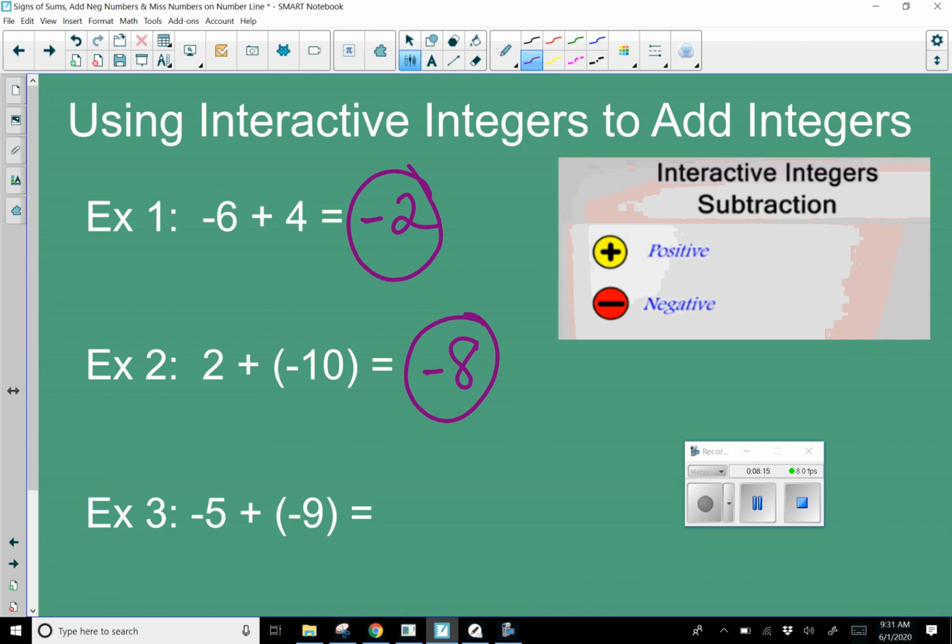Example 3, both are negatives, which means they're same signs. And if you look back at the rhyme, it says same signs, we add and keep our sign. So 9 plus 5 is 14, and I'm going to keep my negative sign.